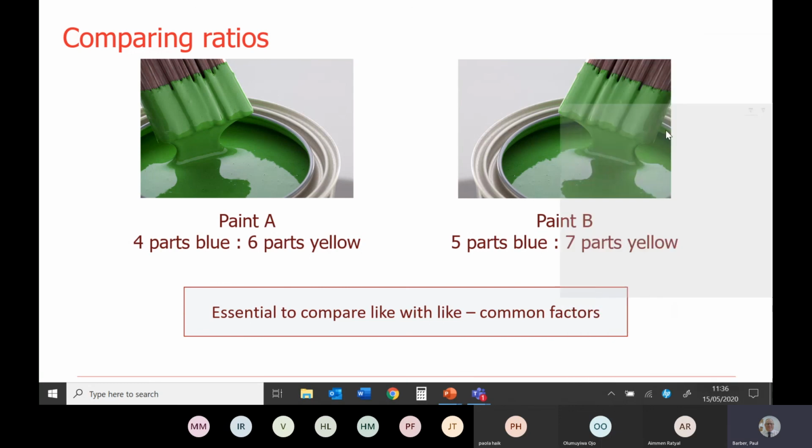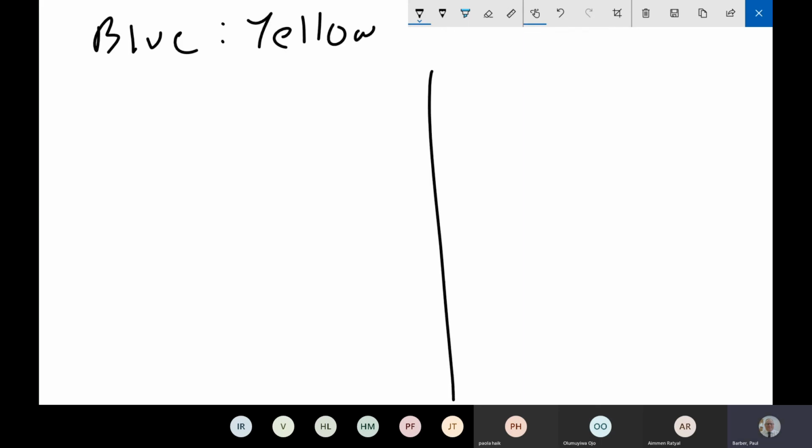So if I go to the whiteboard again. We said that the 2 paints were, let's write up here so we remember the way around, blue to yellow is the ratio. And our Paint A had a ratio of 4 blue to 6 yellow. And on this side, we had 5 blue to 7 yellow. And we want to compare them. What we need to do is we need one side of the ratios to be equal.